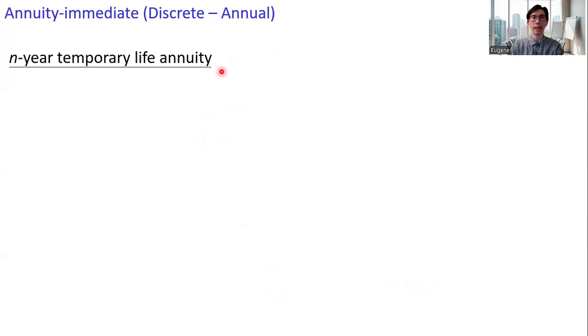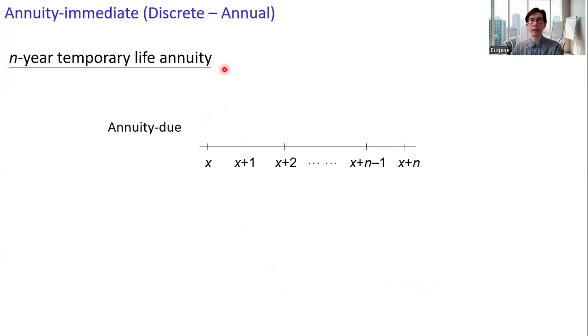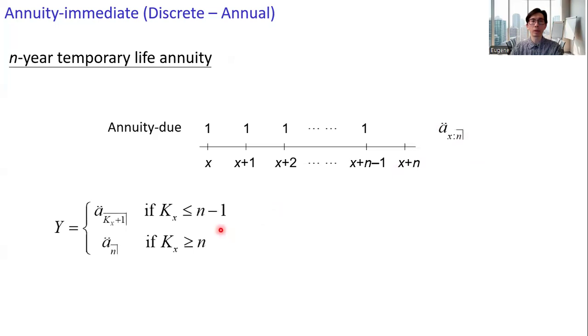All right, the n-year temporary life annuity. All right, we have the annuity due for n years only. So we have a double dot x colon angle n. This is the actuarial notation for the actuarial present value. So we have the expression for Y for the annuity due. And this is the expression for the actuarial present value.